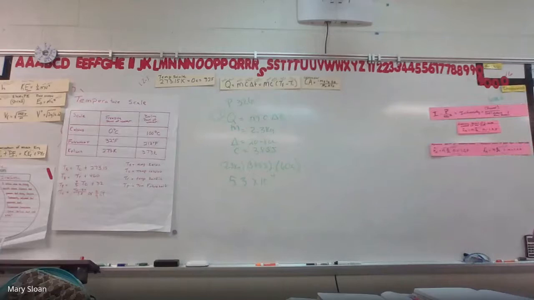The second one says the electric power company sells electric energy by kilowatt hours, where 1 kilowatt hour is 3.6 times 10 to the 6th joules. Suppose that it costs 15 cents per kilowatt hour to run the electric water heater. How much does it cost to heat 75 kilograms of water from 15 to 43 and fill the bathtub?